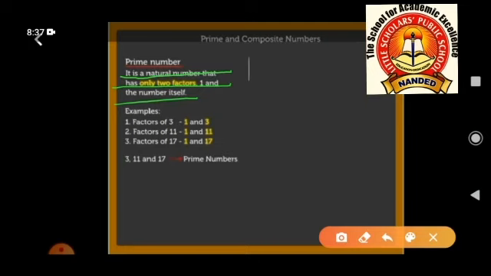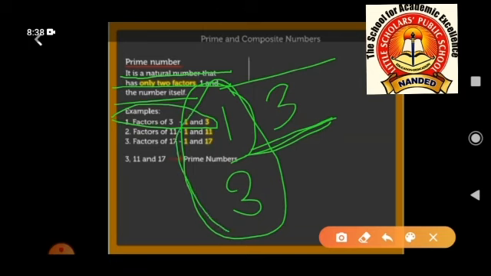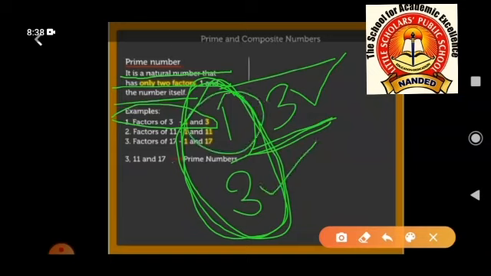So what are the numbers? Suppose we have taken the factors of 3. By which numbers is 3 divisible? It is divisible by 1 or by 3. It means that other than these two numbers, 3 is not divisible by any other number. Hence 3 is a prime number, because 3 has only two factors, 1 and itself.